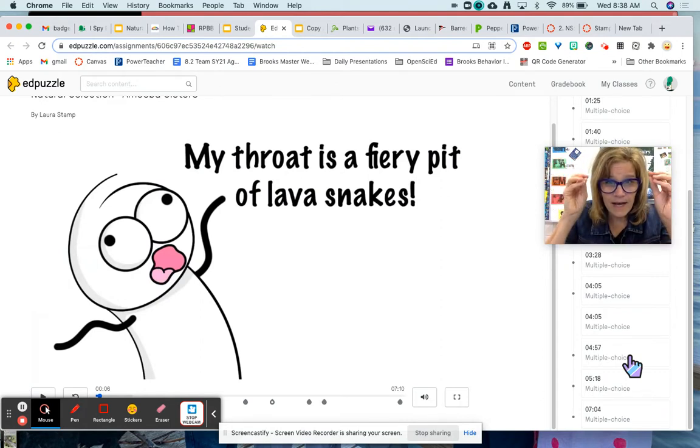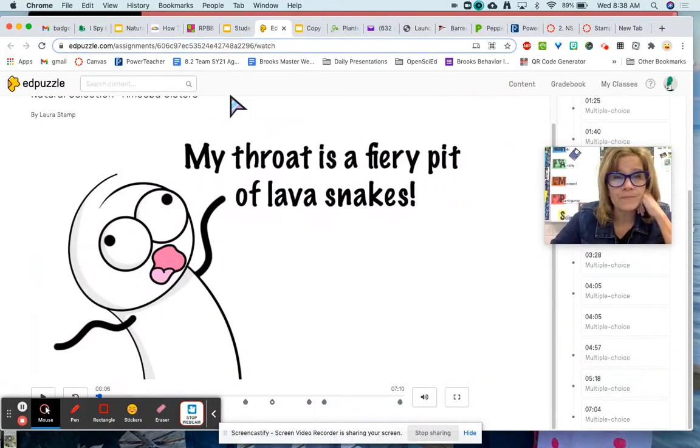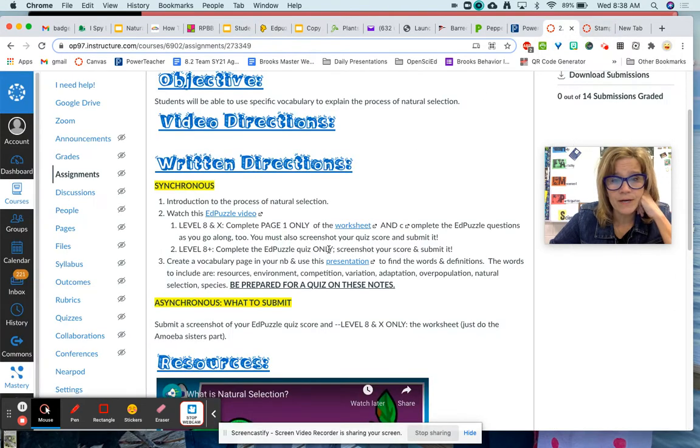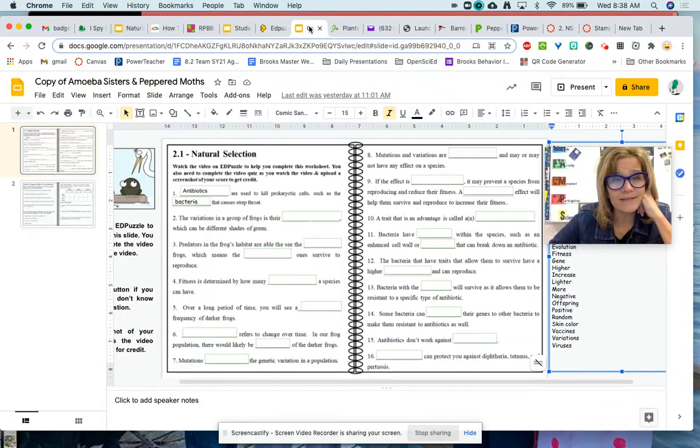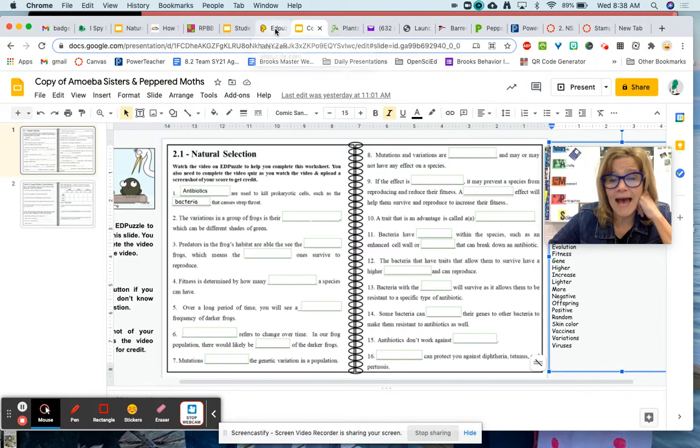This is an additional level of accountability. As you go along through the video, you also need to do this worksheet right here. So this copy of the worksheet looks like this. Make sure it's a tab right next to your Ed Puzzle video.